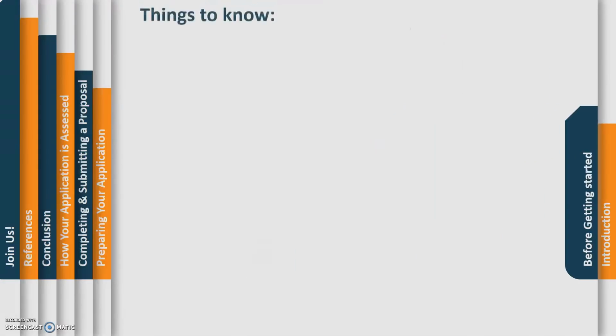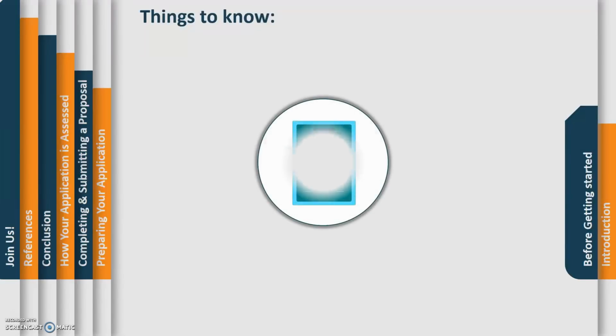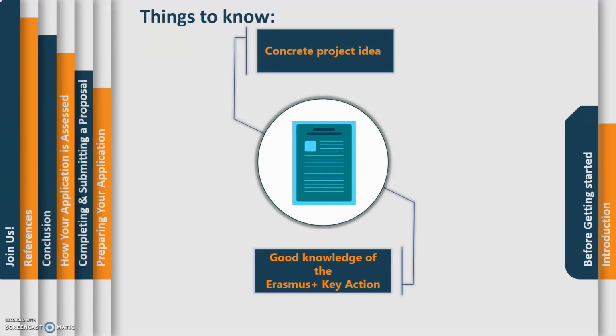To submit a proposal for funding for an activity or project under the Erasmus Plus program, all applicants have to fill in and send an electronic application. Before you start preparing your application, you should have, on the one hand, a concrete project idea agreed on and supported by all those who will contribute to it in your school and, if applicable, your partner organizations.